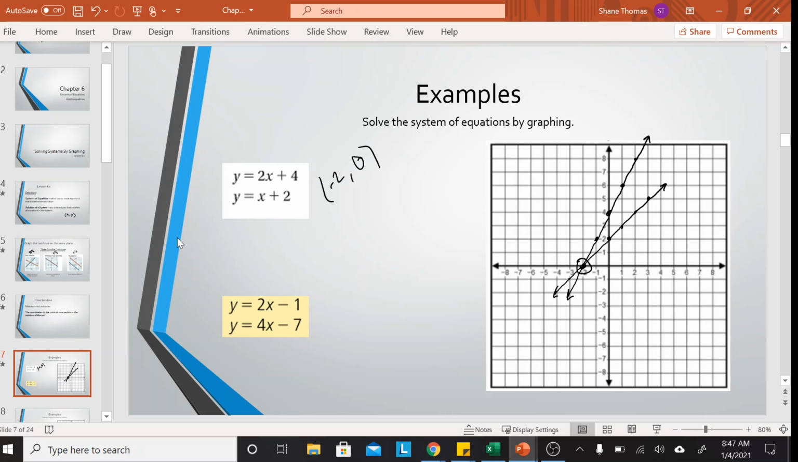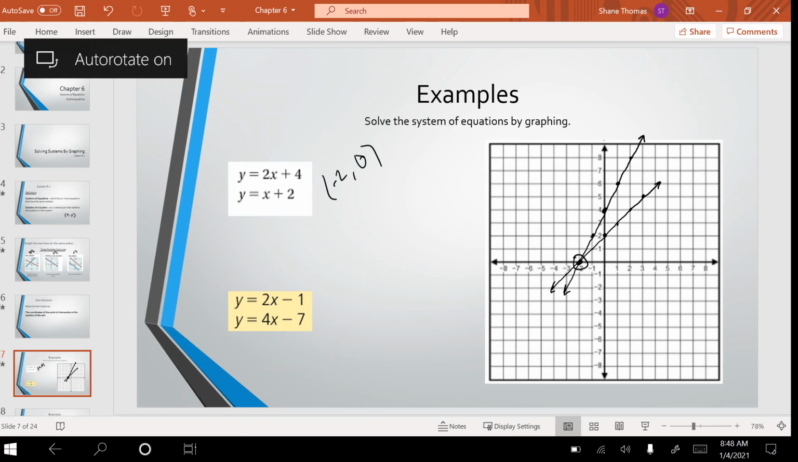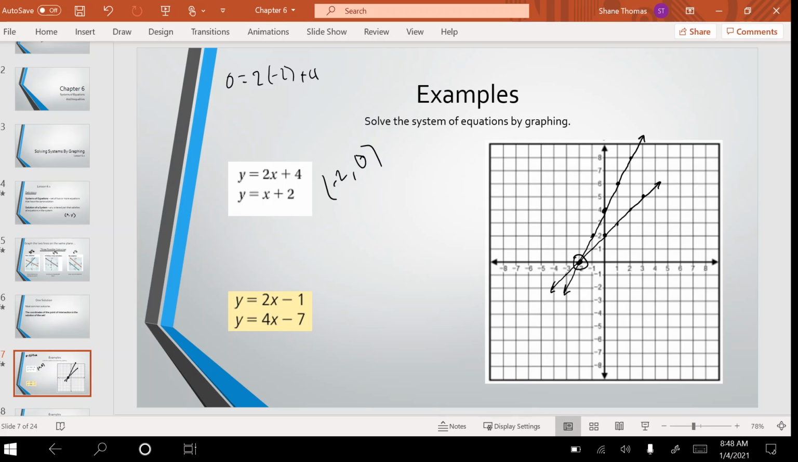All right, what's that mean for us? Well, let's plug this in here once. Check it. Make sure that works. Is that a solution for both of these? So, -2 is my x value, 0 is my y value. I'm going to plug in the first equation. 0 equals 2 times -2 plus 4. 2 times -2 is -4, plus 4 is going to be 0. Are both sides equal? Yes, so it works in that one.